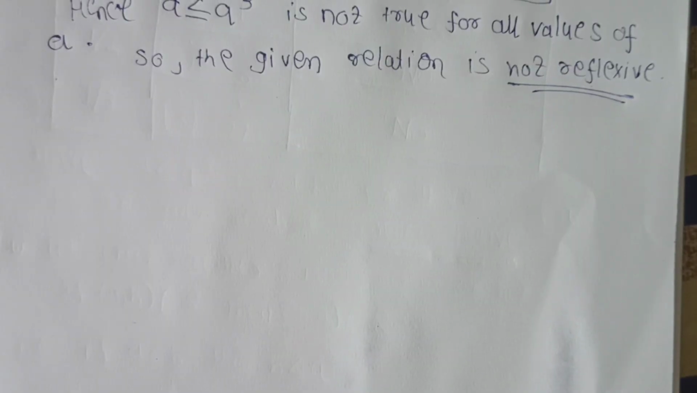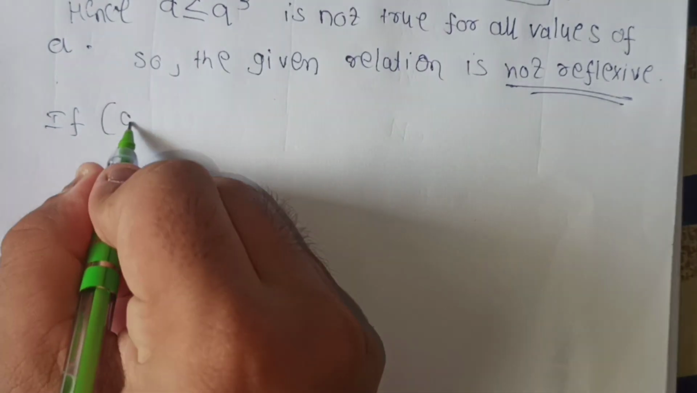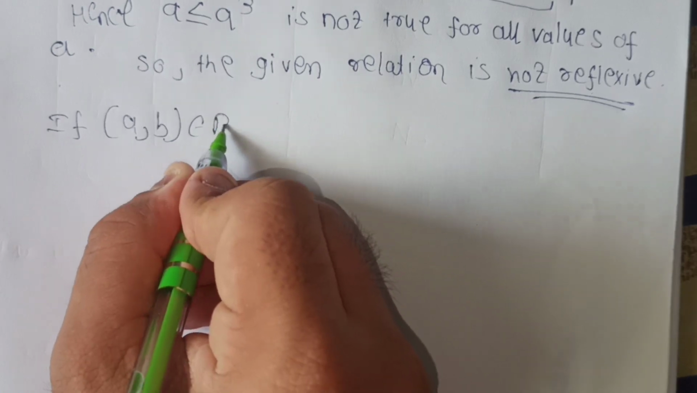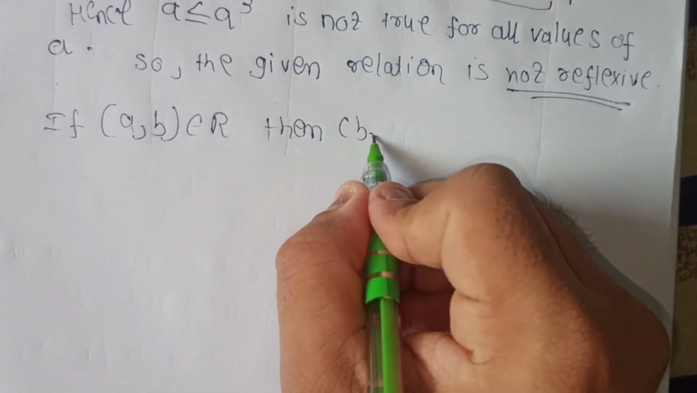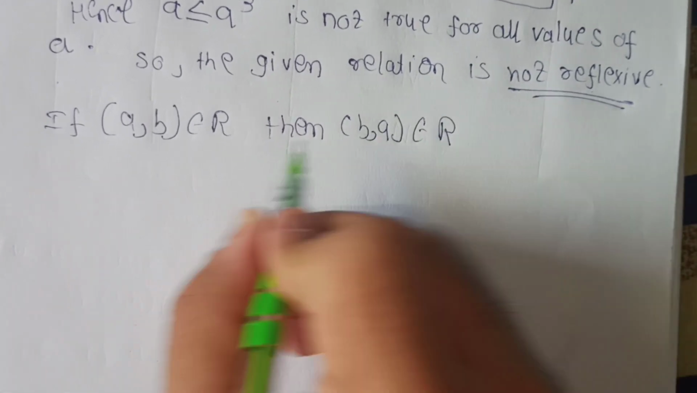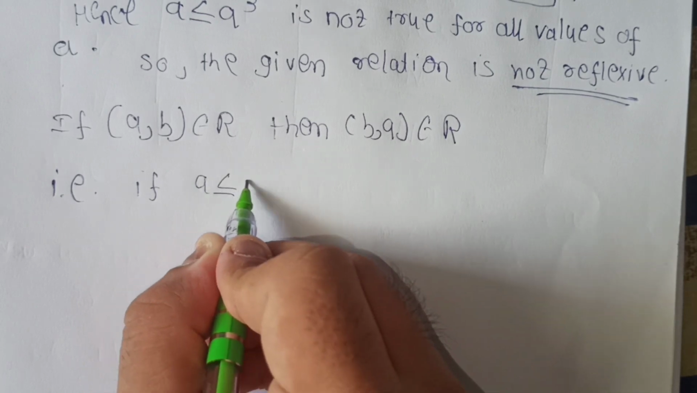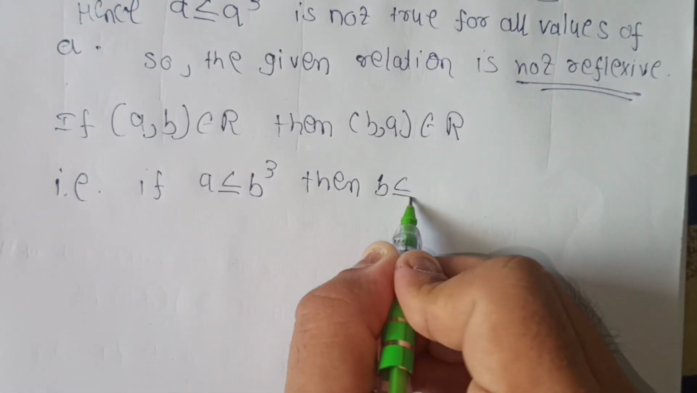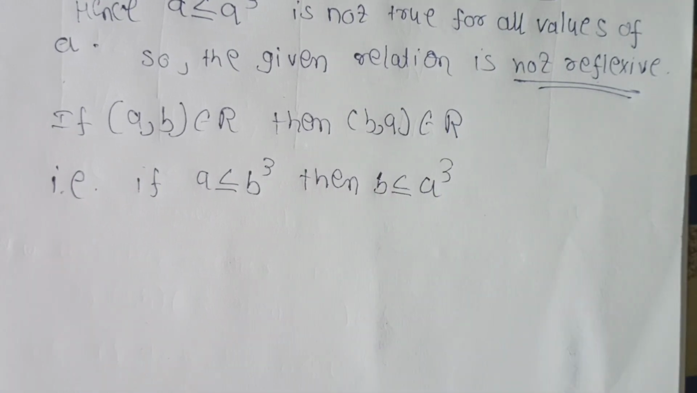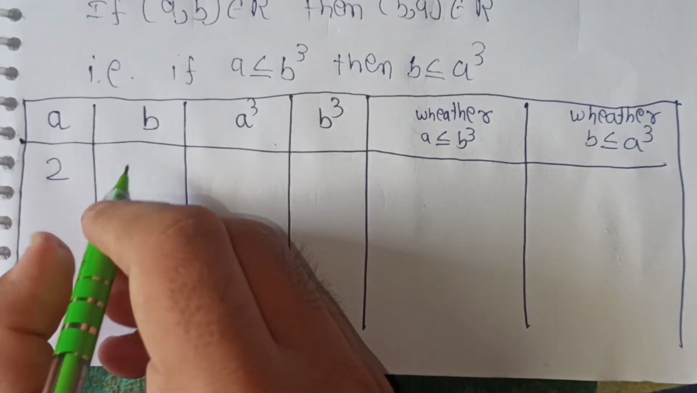Now let us check whether relation R is symmetric or not. So for symmetric, if (a, b) belongs to R, then (b, a) must belong to R. That is, if a is less than or equal to b cube, then b must be also less than or equal to a cube. So let us check. Let us take a is equal to 2, b is equal to 3.